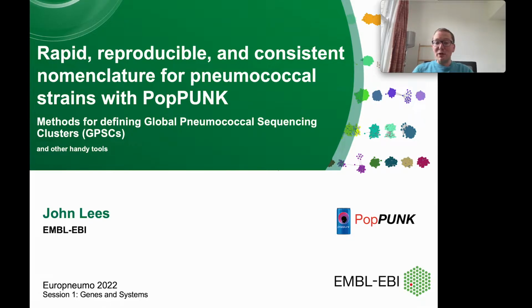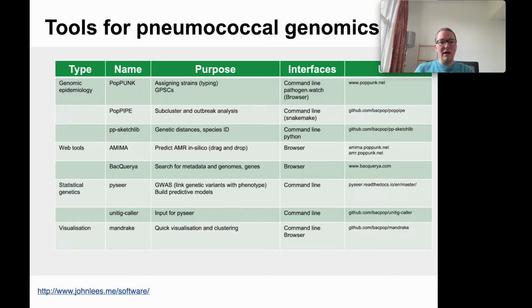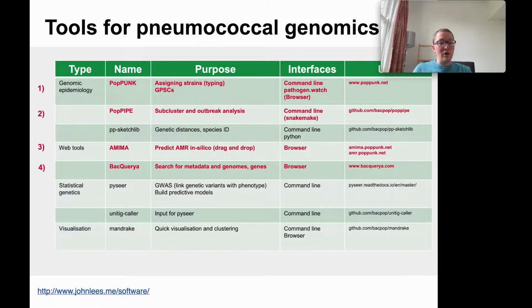I'd like to start by apologising for the absolute mouthful that I've named this talk. Really what I'm going to be telling you about are a few different bioinformatic methods and bits of software for analysing pneumococcal genomes that we've been developing over the past few years. Most of the talk I'll focus on the first two, which are for genomic epidemiology, specifically clustering and subclustering pneumococcal sequences into strains, but I'll also end on pointing out some web tools you might find interesting as well.